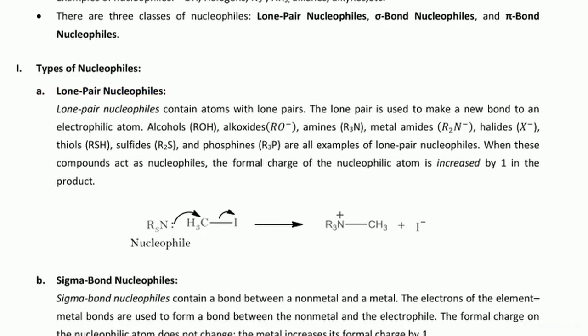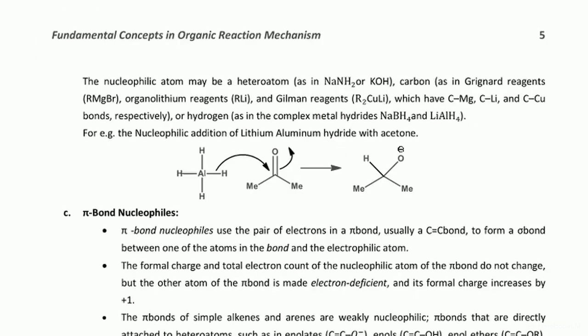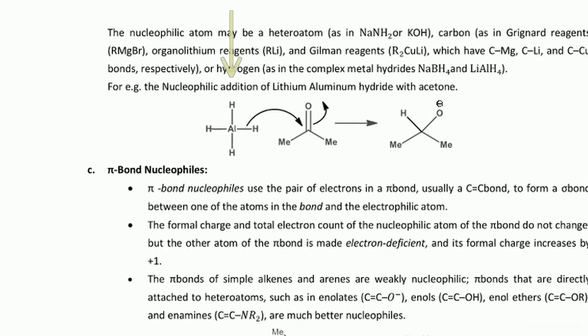Looking at this SN2 mechanism, lone pair nucleophiles use unshared electron pairs to make a new bond, which increases their formal charge. Sigma bond nucleophiles operate differently. As outlined in this section, they utilize the electrons within an element-metal bond. During the reaction, the formal charge of the nucleophilic atom itself does not change. Instead, the metal's charge increases by 1.